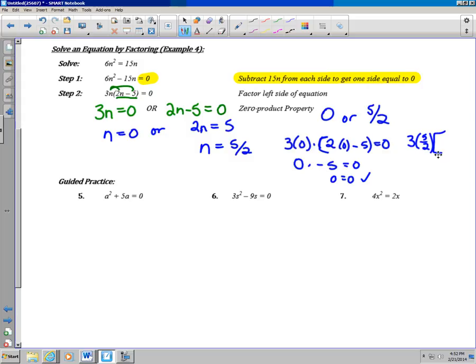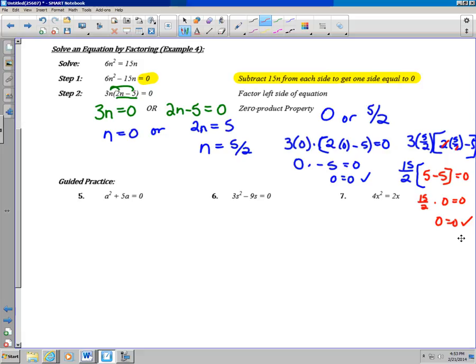Okay. And then if we put in our 5 halves, we get 3 times 5 halves times the quantity, 2 times 5 halves minus 5. Let's make sure that equals 0. 3 times 5 halves is 15 halves. Don't worry about that big fraction, because over here we're going to end up with 2 times 5 halves. Well, the 2's cancel out, leaving us with just 5 minus 5. And 15 halves times 0 equals 0, which again checks out.